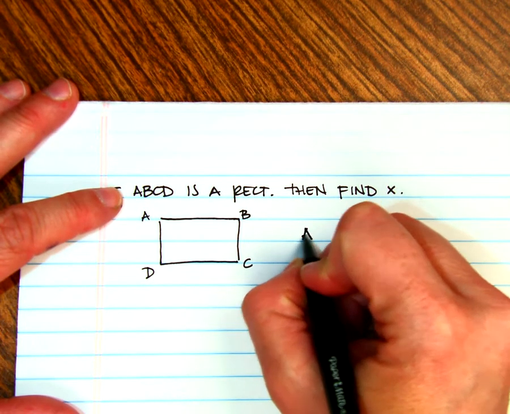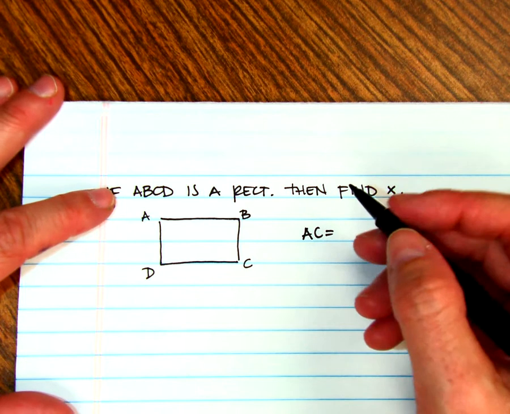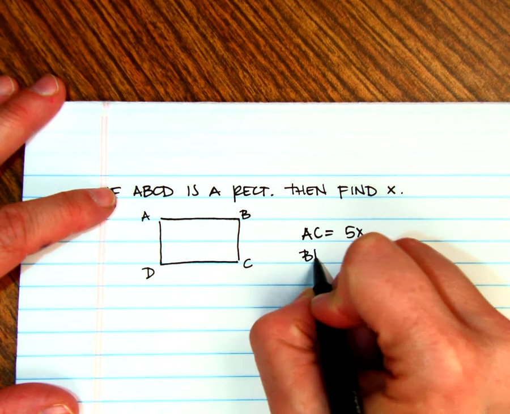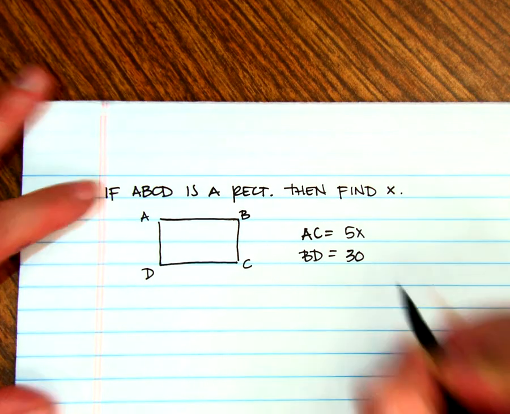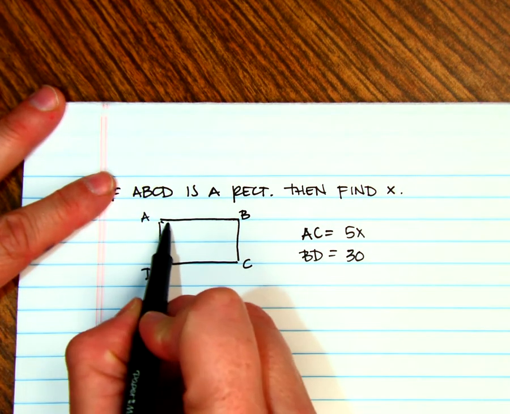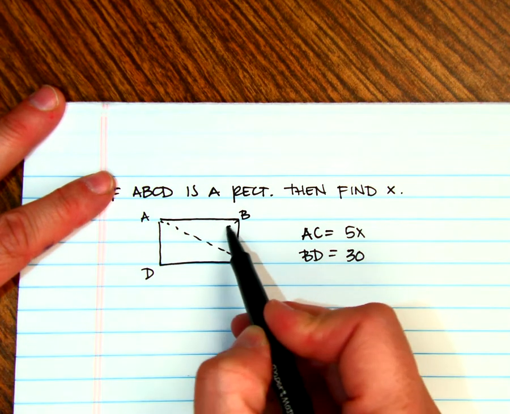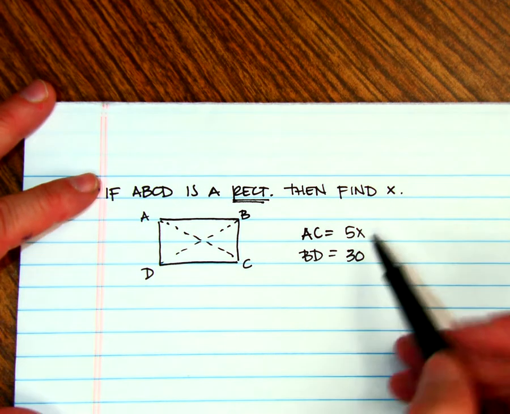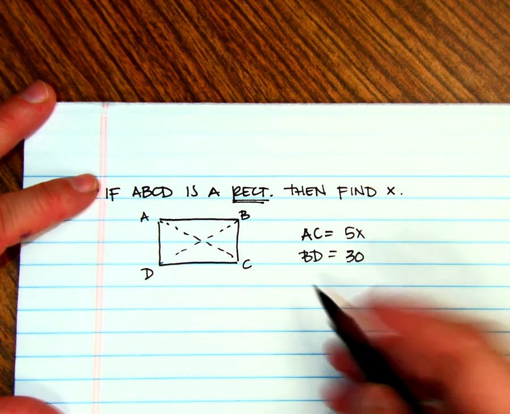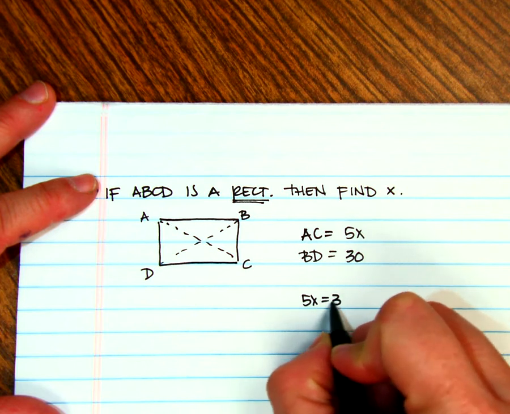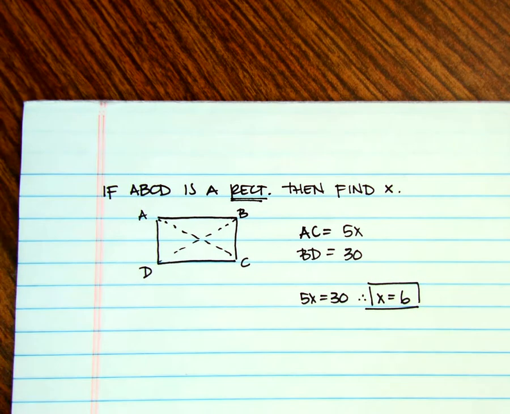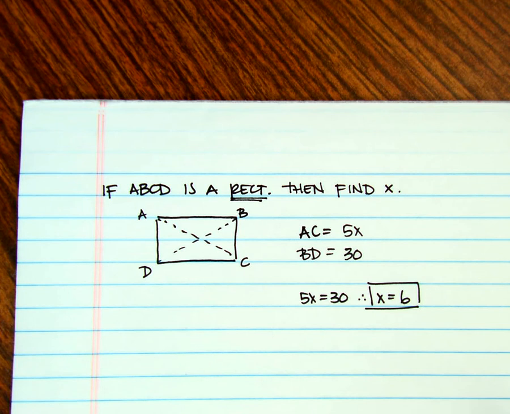I'm going to tell you that AC equals 5x and BD equals 30. Because AC is a diagonal and BD is a diagonal and it's a rectangle, then I know that the diagonals are congruent. So if they're congruent, they're equal, which means I can set them equal to each other. So 5x equals 30, therefore x would equal 6. So it's much like what we've done with parallelograms, but now you're going to be using more of those properties.